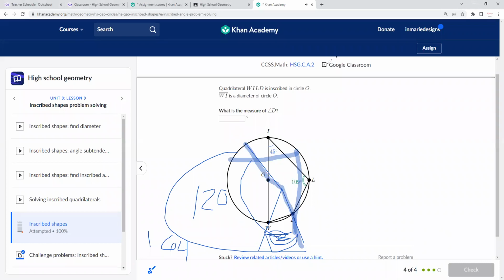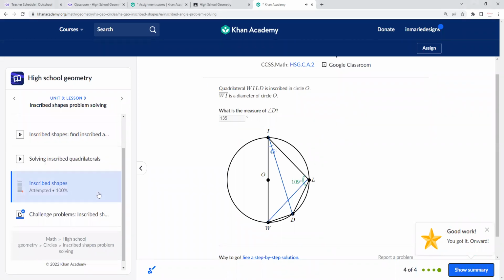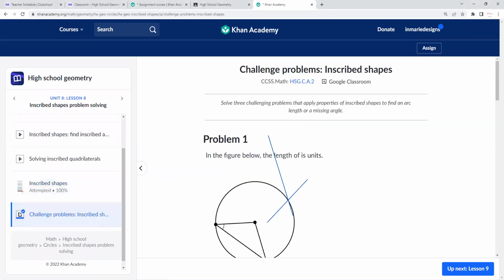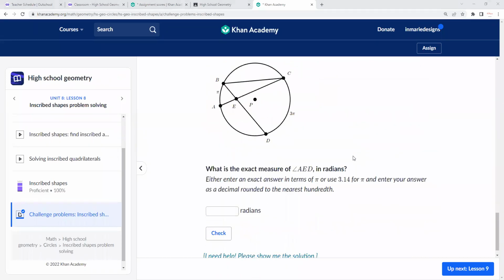So use what they give you, use what you know about inscribed angles and things, and find the missing piece. Quadrilateral WILD is inscribed on circle O. WI is the diameter. Okay, so that's 180 over here, if that matters. What's the measure of D? Well, this is a quadrilateral. Rules of quadrilaterals, their angles across make 180 together. So 180 minus 45 will get you D. D is 135 degrees. And that's that. You can even look at the challenge problems here, if you like, and do those.